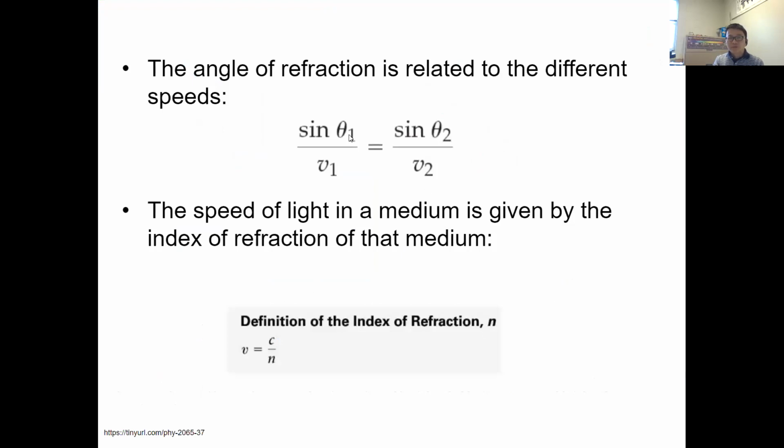Snell's law can be written in terms of the angles as well as the speed, because the speed of light in the medium is associated with the index of refraction, so they are inversely proportional to each other. It can then be written as sine of theta 1 over v1 equals sine of theta 2 over v2.